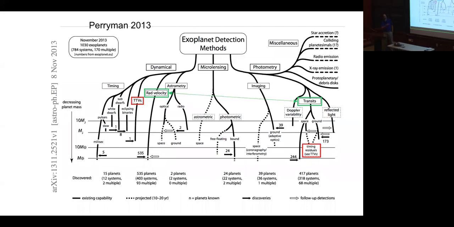So the TTV is actually a dynamical technique, and it can get you down. This axis is decreasing planet mass. So it can discover planets down below a Jupiter mass, and it has characterized planets well below an Earth mass. And we'll look at that. This is out of date, but to really keep track, you'd have to make this every like 2 months to track the progress in each of these categories.